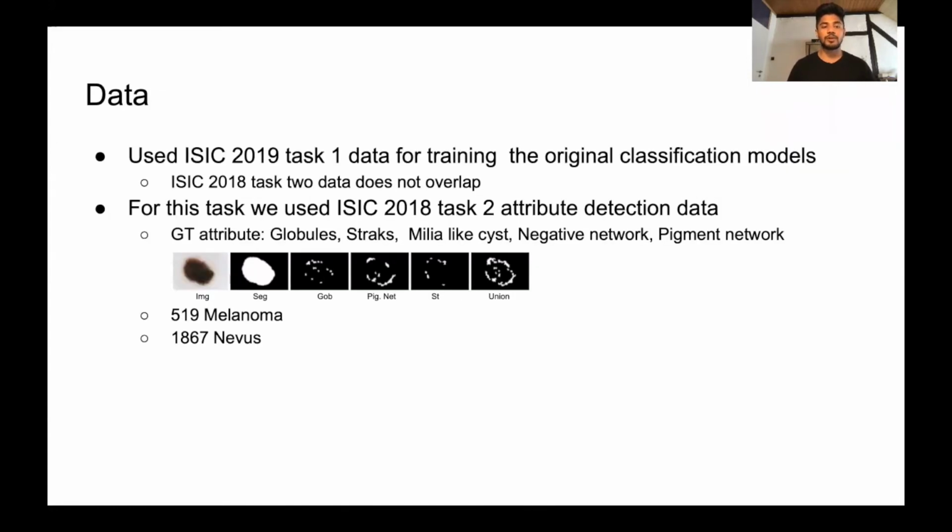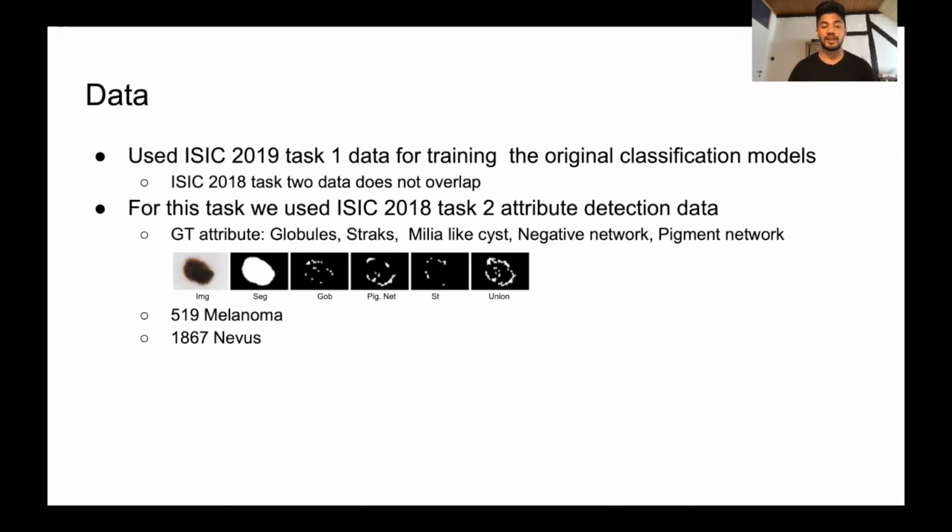Now I am going to talk on the dataset. We used ISIC 2019 task 1 data for training the original classification models. ISIC 2018 data doesn't have any overlap with ISIC 2019 data. For this task, we used ISIC 2018 task 2 attribute detection data, and there are several attributes like globules, streaks, milia-like cyst, negative network, and pigment network.